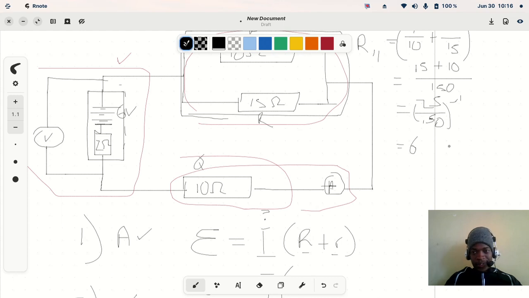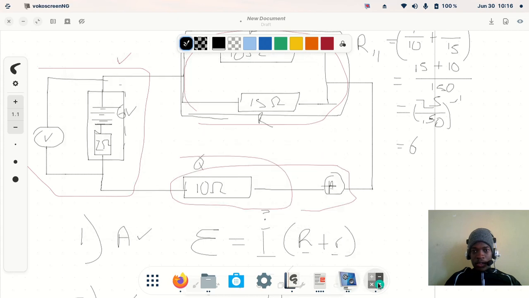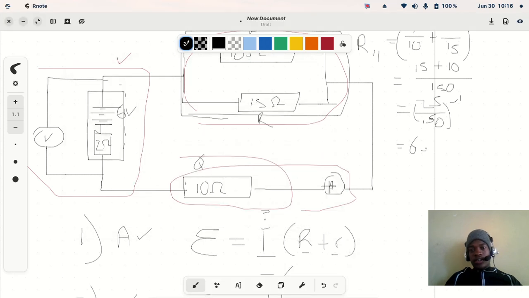Okay, for the resistance there, what we did was 150 divided by that. Yes, so we get 6 ohms. Okay, and then we're going to sum this up with the series circuit, because remember, your R total is going to be your R series plus the R parallel. Order does not matter in that case.